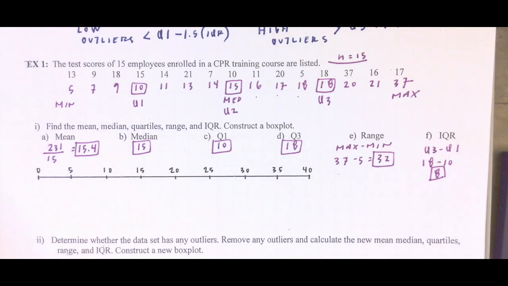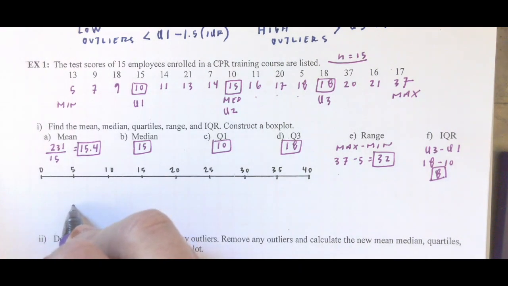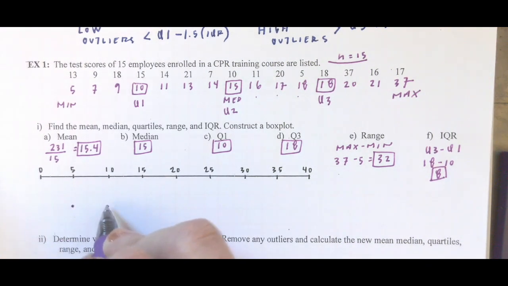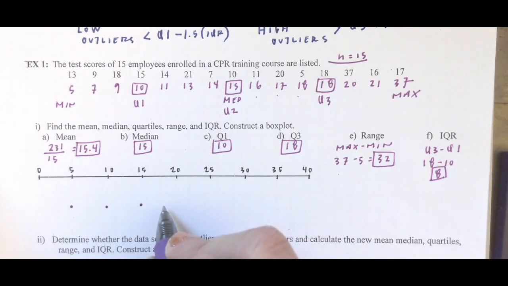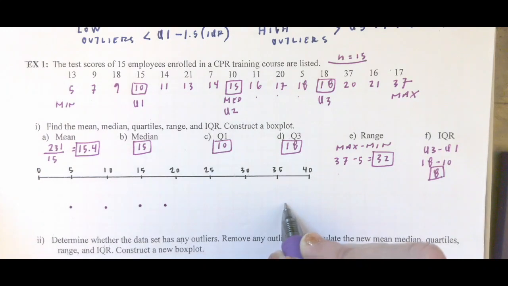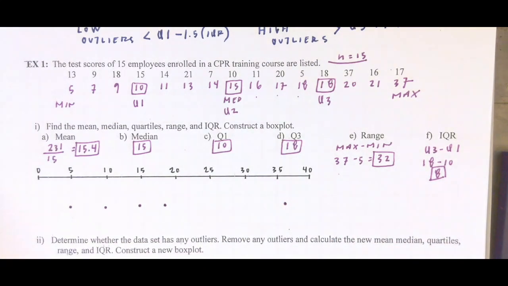Okay, I've already drawn you a number line, so I'm going to start by plotting that 5-number summary. My minimum is 5. I'll put a little dot here. My Q1 is 10, my median is 15, my Q3 is 18, and my max is 37. Right? It already is starting to look like that 37 is a potential outlier.